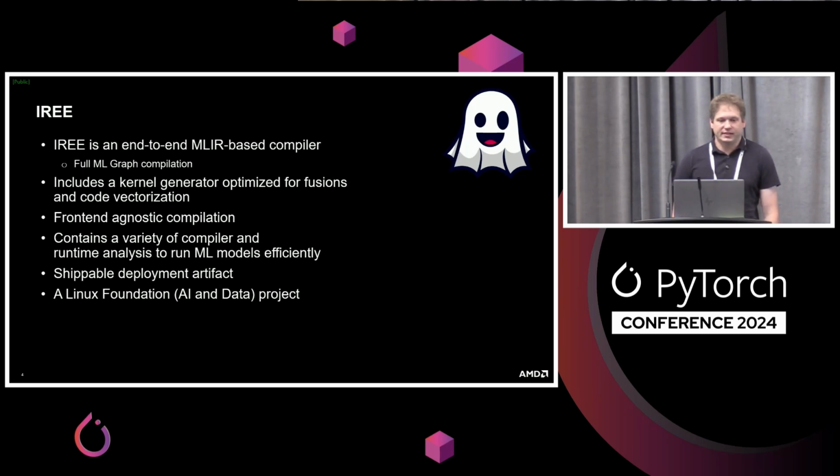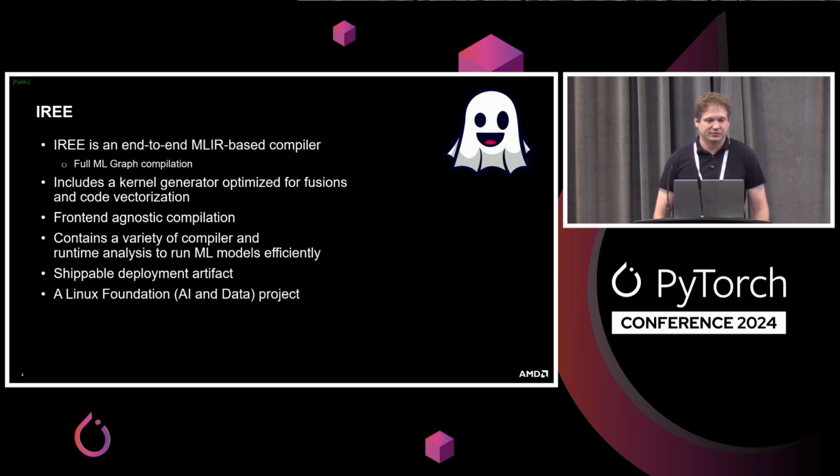Erie is an end-to-end MLIR-based compiler. It provides full ML graph optimizations. It provides kernel generation, so you don't, as developers, have to develop specific kernels for every hardware. You can automatically codegen those at compile time. And then we can optimize for fusions and code vectorizations throughout the graph. It's front-end agnostic. We basically have various paths to go from your front-end, like PyTorch, to linalg, which is the actual input for Erie. And it contains a variety of different ML compiler runtime analyses to run your ML efficiently.